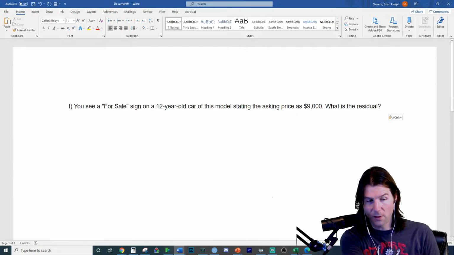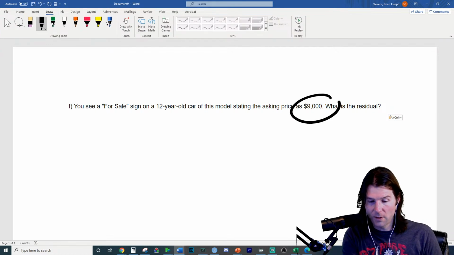So the actual price of the car right here is this value. This is the actual value, which is Y.